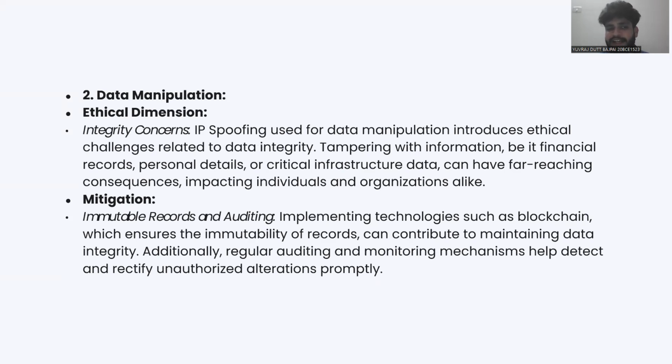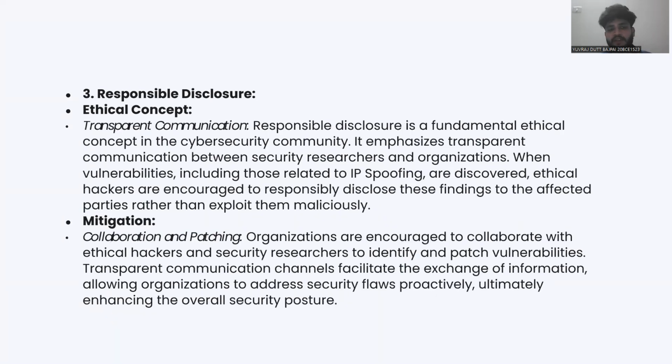There's basically one concern in the ethical dimension, that is the integrity concern. IP spoofing used for data manipulation introduces ethical challenges related to data integrity, tampering with information, be it financial records or anything. When we come to responsible disclosure, the ethical concept is transparent communication. Responsible disclosure is a fundamental ethical concept in the cybersecurity community. It emphasizes transparent communication between security researchers and organizations.